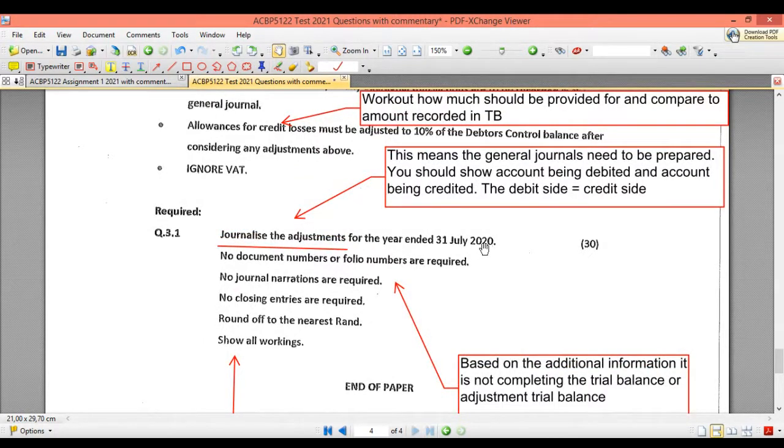Okay, now when they talk about journalize, it means you have to do the general journals. When you do general journals, remember that your debit side amount should equal your credit side. Now, if you were wondering if it is a trial balance, how you should have known it's not a trial balance is the fact that they've told you no journal narrations are required. So that additional information would have led you in the correct direction.